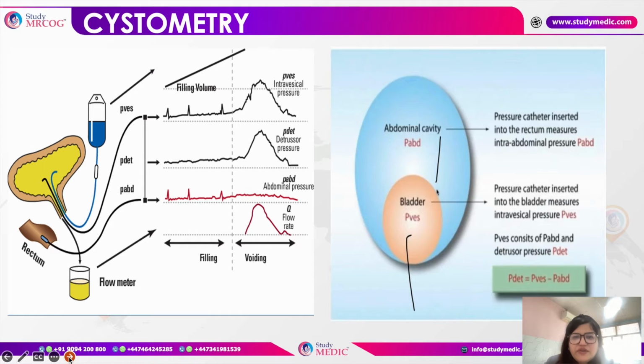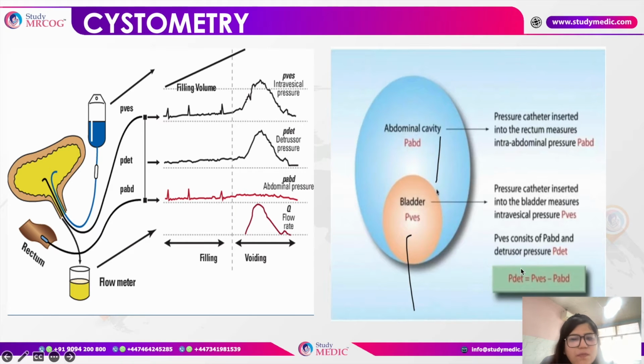Now, coming to the cystometry graph. In a cystometry graph, you get three graphs like this, as you can see, and this is the voiding graph, which is the uroflowmetry graph. So you have three pressures that you get: P vesical, the bladder pressure, P detrusor, and P abdominal. How do you get this abdominal pressure? For this, a catheter is placed in the rectum to get the P abdominal pressure. For P vesical pressure, a catheter is placed in the bladder.